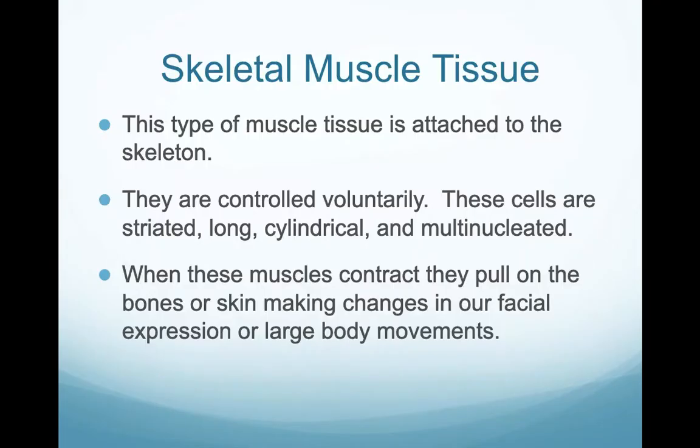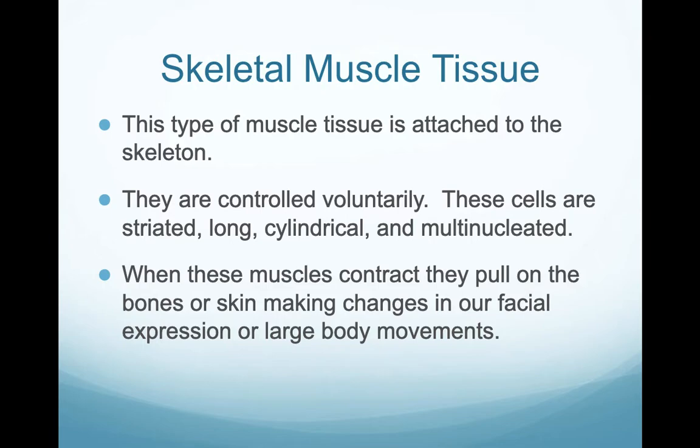So, starting with skeletal muscle, as we said, is attached to the skeleton. It is voluntary. You control what it's doing. You control if you're lifting weights, if you're running, walking, jogging, whatever. The cells are striated, meaning that they have these teeny tiny stripes to them. And I'll show you what those look like. They're like baby little zebra stripes almost. They're long, cylindrical, and multinucleate.